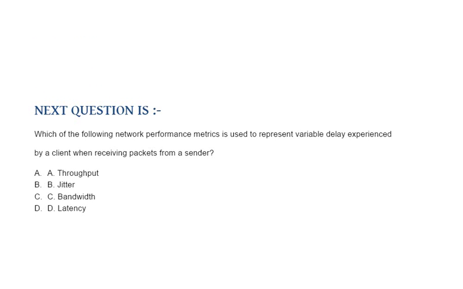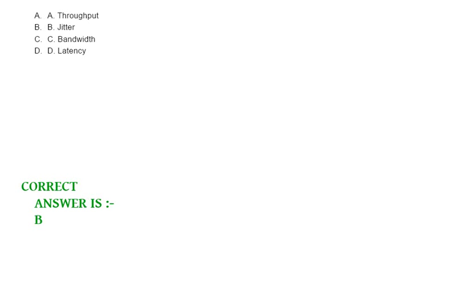Next question is, which of the following network performance metrics is used to represent variable delay experienced by a client when receiving packets from a sender? Option A. Throughput. Option B. Jitter. Option C. Bandwidth. Option D. Latency. Correct answer is option B.